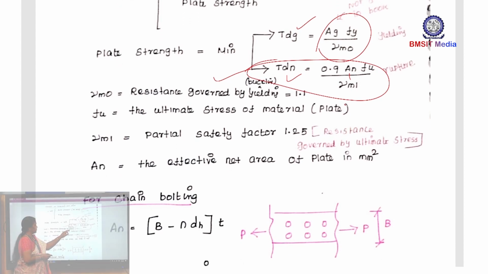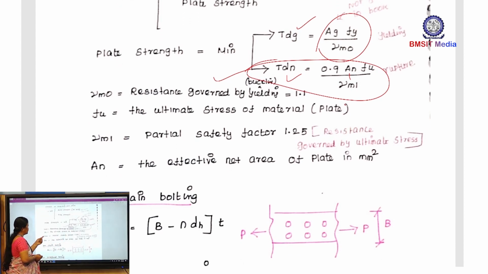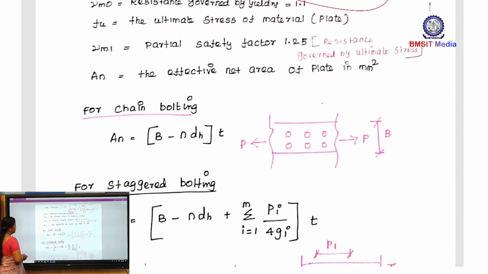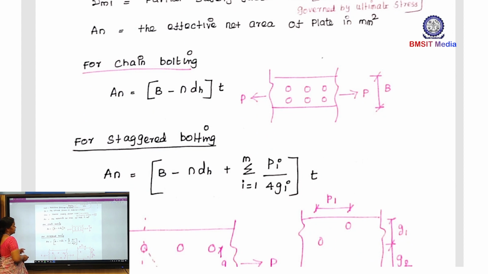Gamma m naught equal to 1.1 and gamma m1 equal to 1.25. Gamma m naught is the partial factor of safety governed by yielding. For yielding, gamma m naught equal to 1.1. For net section fracture, the partial factor of safety is 1.25. So, here coming to the net area of the plate.